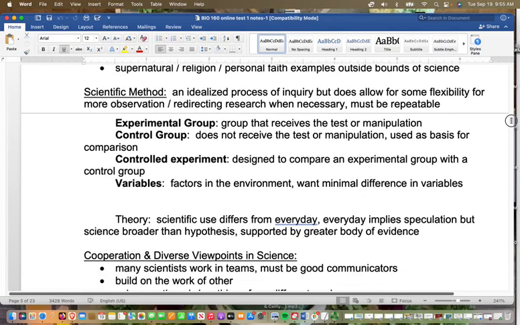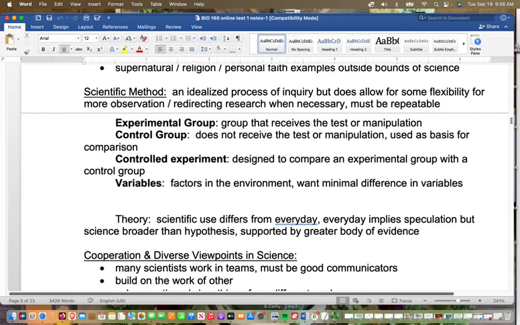So with the scientific method, this is an idealized process of scientific inquiry. It does allow for some flexibility, but by having an idealized process, we can have some consistency in how we test for things. Usually when this is done, you're going to create an experimental group and a control group. An experimental group is going to be the one that receives the test or the manipulation, where the control group does not. This is used as a basis for comparison. So when we have these two groups, we consider it a controlled experiment.